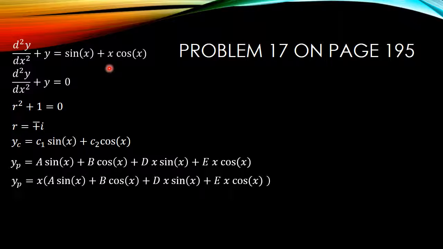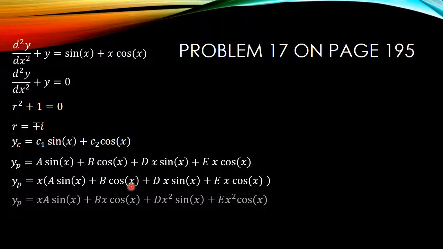But the problem is, you can't do that yet. Look, this sine term shows up in the complementary solution. The cosine term shows up in the complementary solution. So I have to multiply by a factor of the independent variable to change everything. If I do that, this is what I get for the correct particular solution.